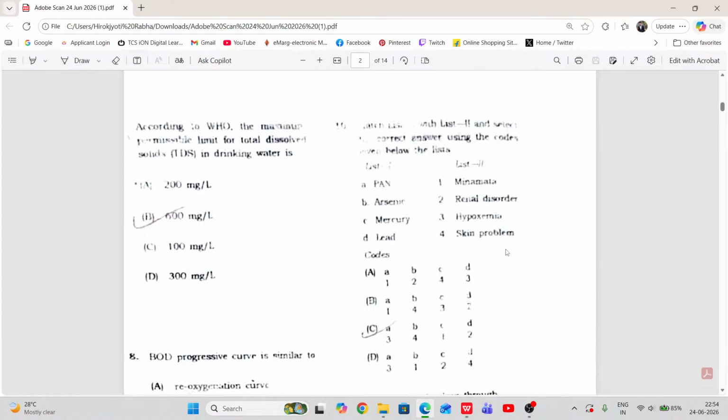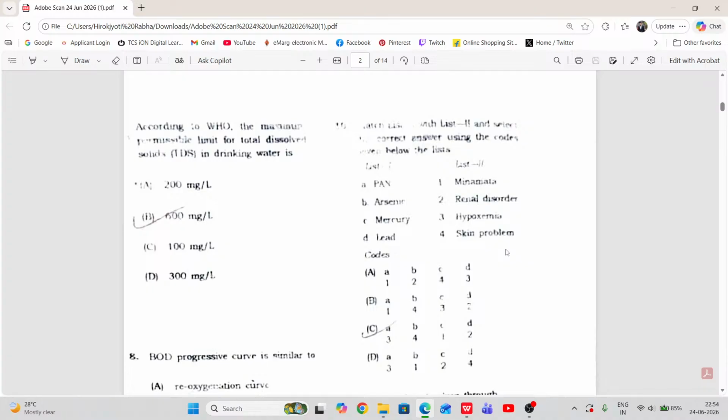BOD curve is similar to the logistic curve. Which of the following gases produce photochemical smog? VOCs, PAN, NO2. Match list 1 with list 2: PAN, arsenic, skin problem, mercury, Minamata, renal disorder. Dermal dose is given through skin.